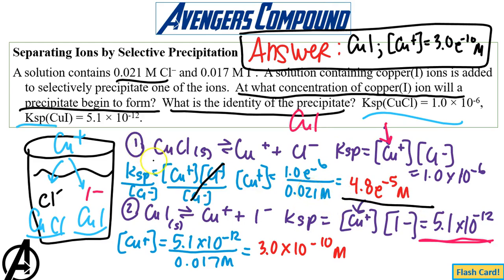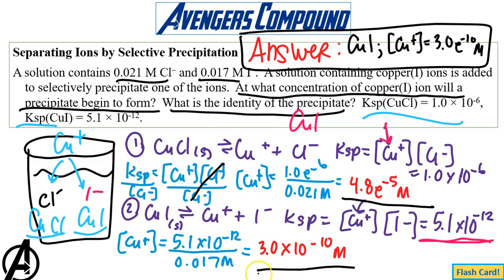Now again, we're doing these calculations to verify that CuI also has the lower concentration of Cu+ that's needed for precipitation. So let's do that. In order to solve for Cu+ here, we're going to take our KSP value again, 5.1 times 10 to the negative 12, and divide it by the concentration of I-, which is given as 0.017 molar. When I divide those two numbers, I get 3.0 times 10 to the negative 10 molar.